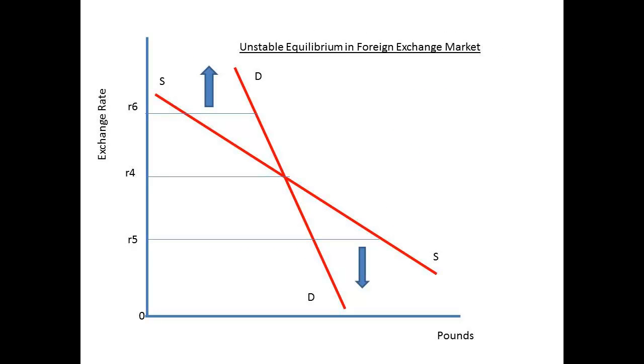Now, what happens when both curves slope downwards from left to right and the supply curve is less steep than the demand curve? The point R4 represents the equilibrium point. At R5 and R6 the competitive forces push the exchange rate further from equilibrium, and the position is unstable.